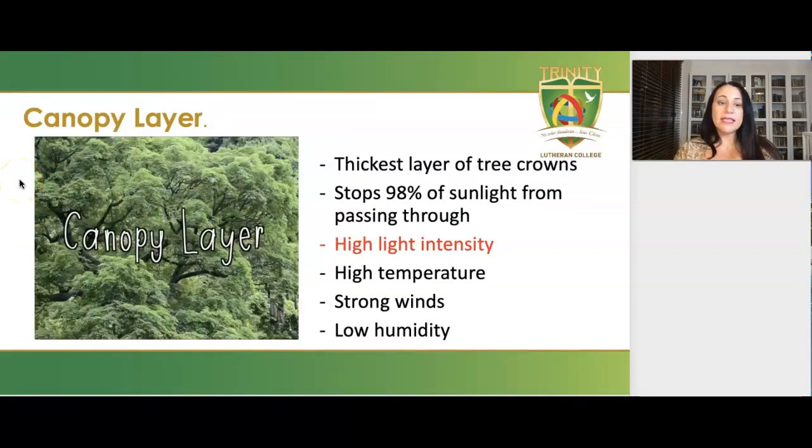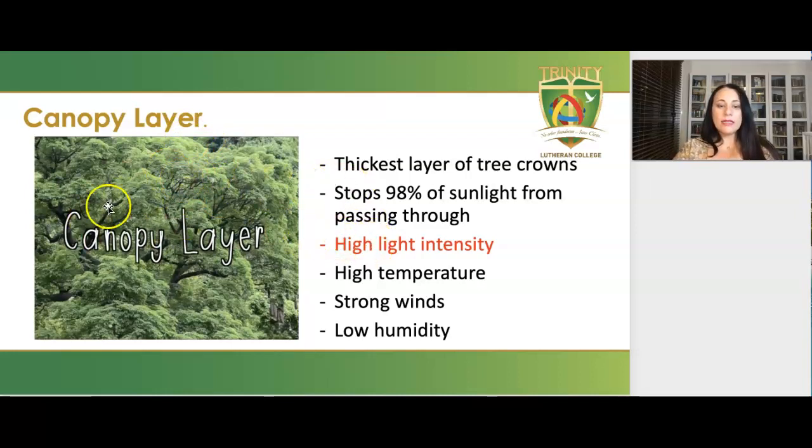The next one down is the canopy layer. That is the thickest layer of tree crowns. It stops a lot of the light from passing through. Now that 98% depends on the type of forest that you're talking about. That one is an Amazonian rainforest, but it stops a lot of the wavelengths of light heading down through the canopy and into the lower layers. Some of the light is reflected off leaves and branches, but a lot of it is absorbed and used for photosynthesis.